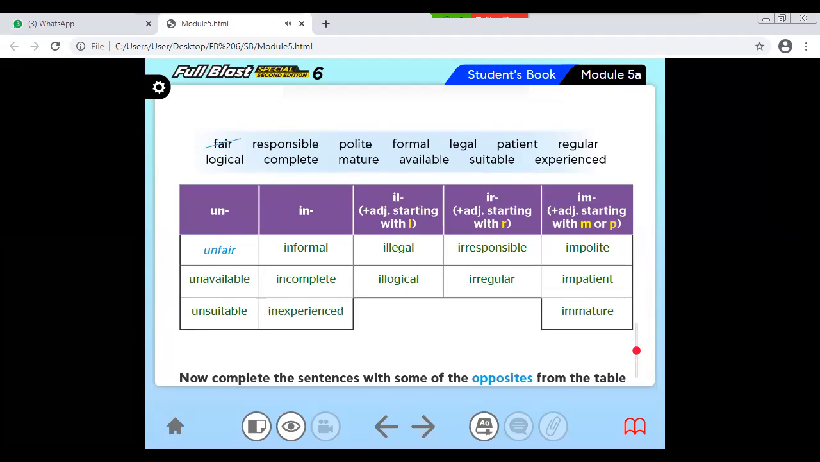Inexperienced. Yes, my dear. هو أنا مش فاهمة احنا هنا بنعمل ايه. We are getting the opposite of each word. The opposite of fair, unfair. The opposite of responsible, irresponsible. Do you know the opposite? Yes. The contrary of a word. Okay. Did you understand? Yes. Okay, I'm waiting. Write down the opposites.